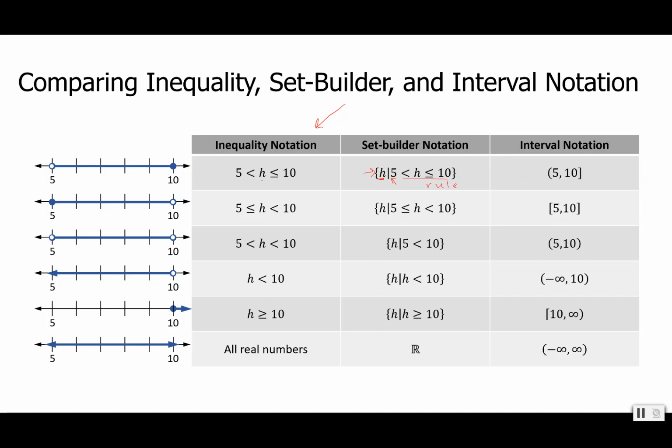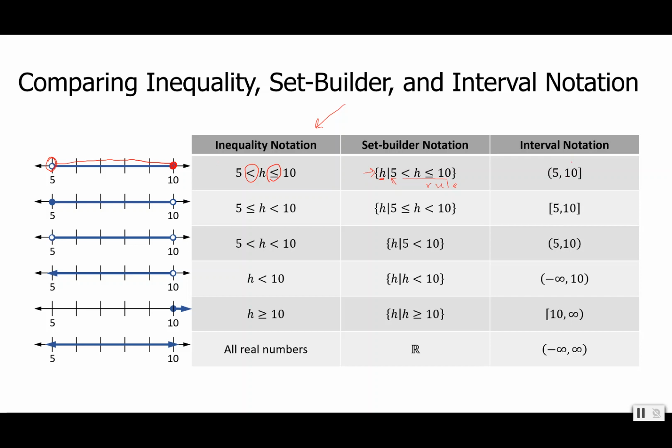So looking at the picture, it says that h is between 5 and 10. So here we have 5, here we have 10. H would be all the values in between those two numbers. Notice that we do not include the value at 5, so we have an open circle there. And we do include the value at 10, so we have a closed circle there.